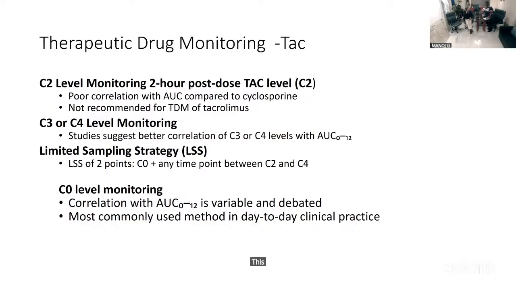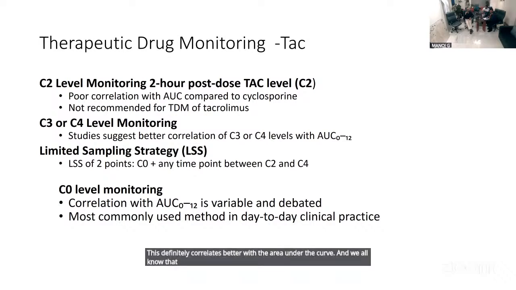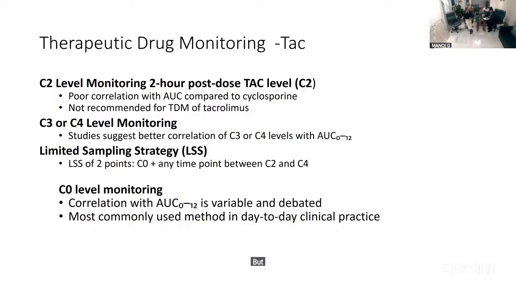This definitely correlates better with the area under the curve. And we all know that area under the curve is the best method for drug monitoring. But because of the cost and the number of samples, we usually don't do it. And usually with cyclosporine also, we use C0 levels. There are certain centers which use C2 level monitoring in the initial period.